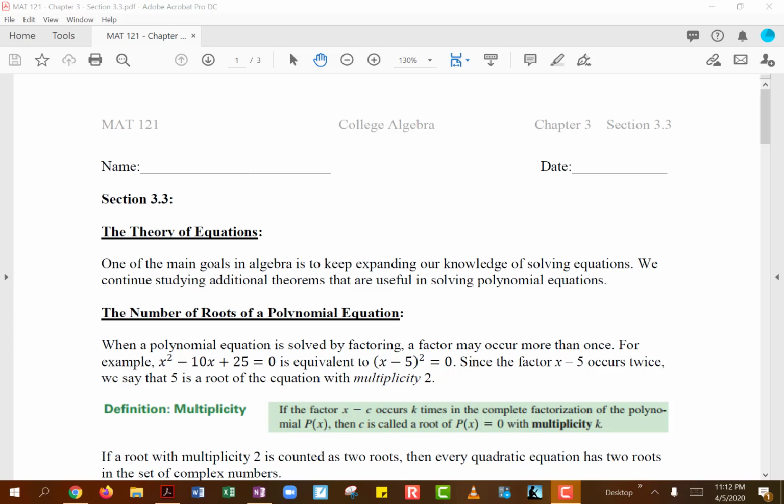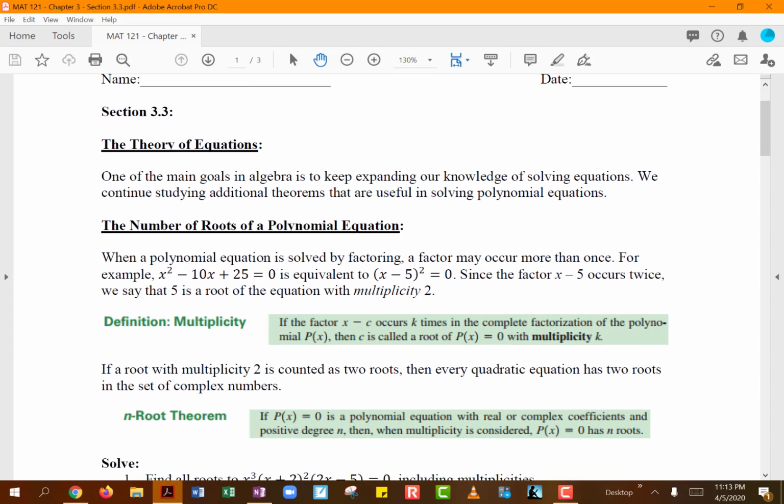Hi everyone. So we're looking at section 3.2, 3.3 today. This is continuing our discussion about how to solve polynomial equations, right? In this case, we're going to be looking at some different rules and theorems to see how we can better solve our polynomial equations and maybe get the answers for them. Remember, we were talking about finding zeros for them last time.